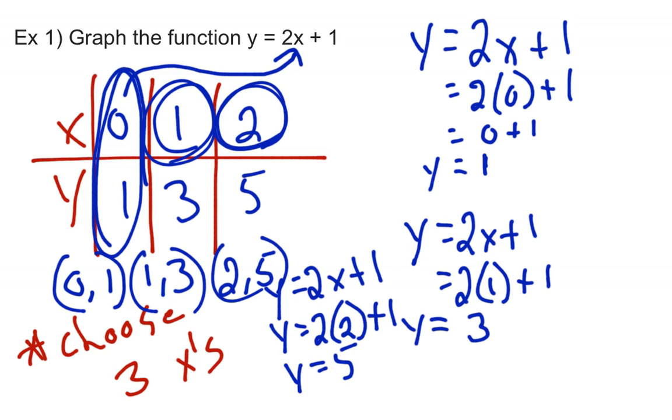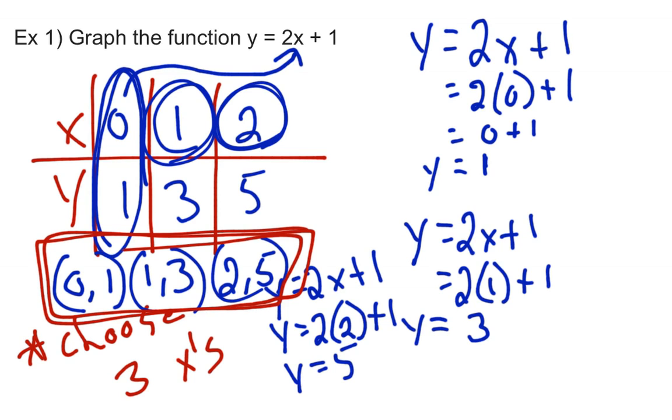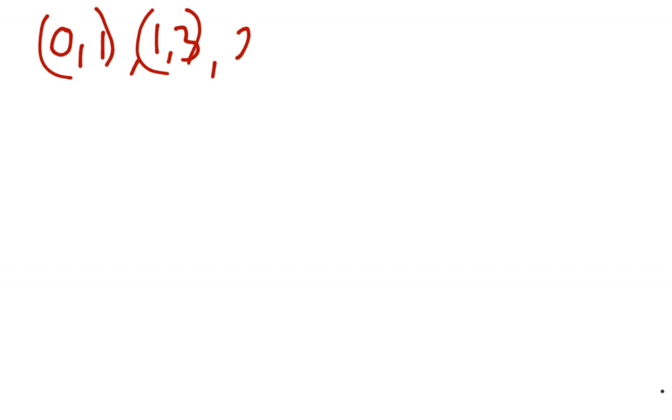Okay, that's our whole point today. We want to be able to get these 3 ordered pairs. That's no different than what we did the other day. The new part now is to take these ordered pairs and graph them on a line. So I'm going to move on to the next page here, and we're going to graph those 3 things. So we get (0, 1), (1, 3), and (2, 5). I'm going to write those down again. (0, 1), (1, 3), and (2, 5). Those were our three ordered pairs.